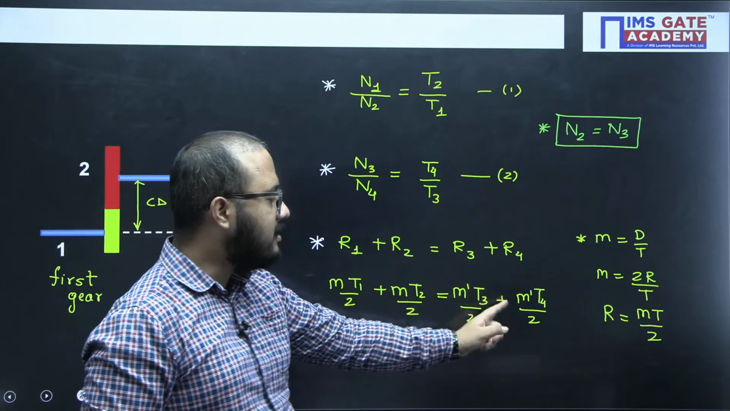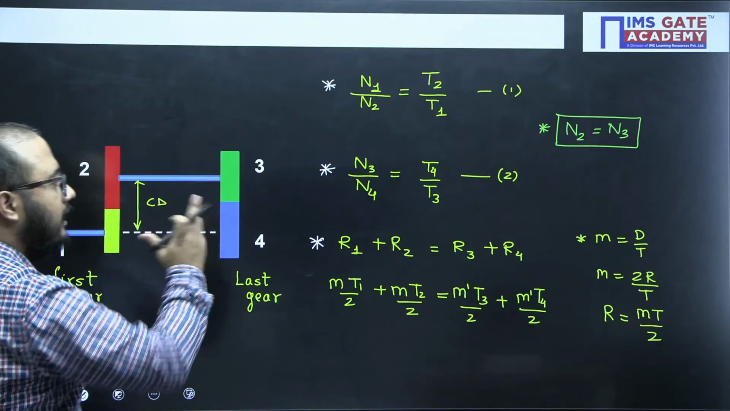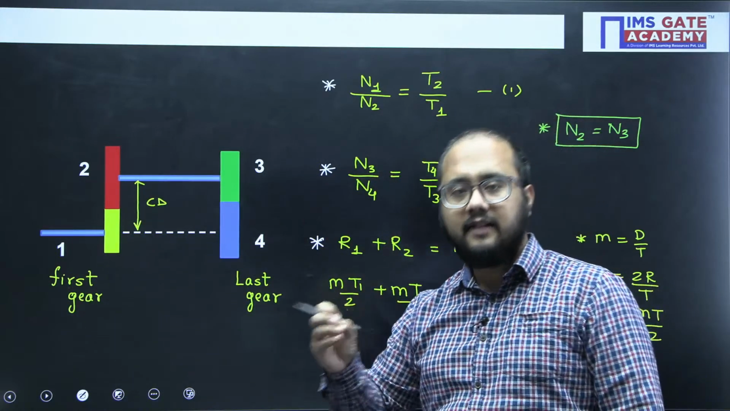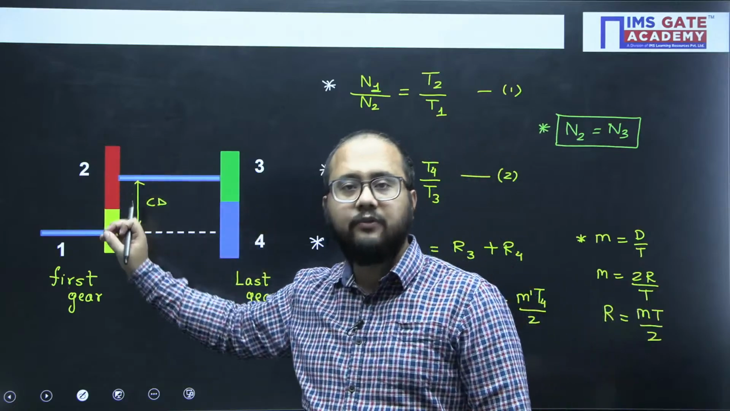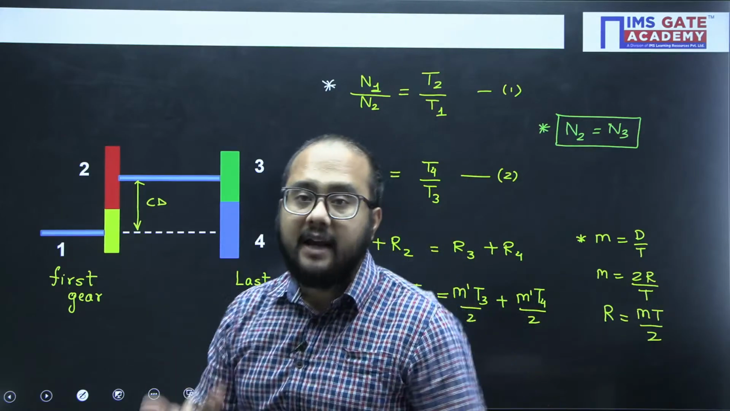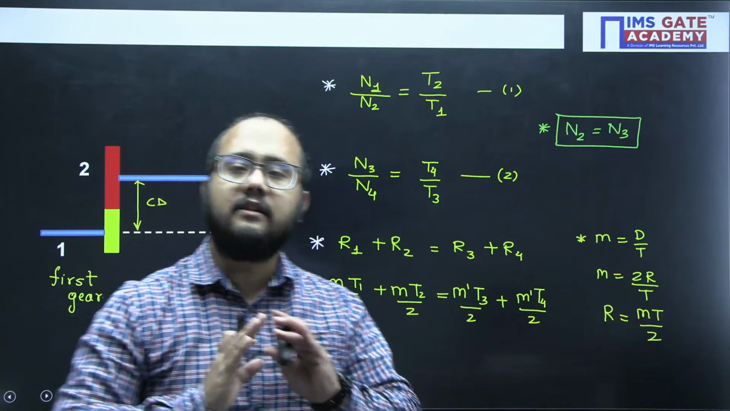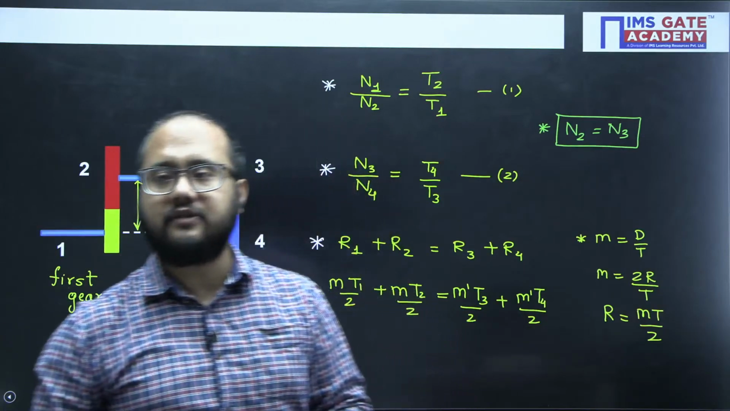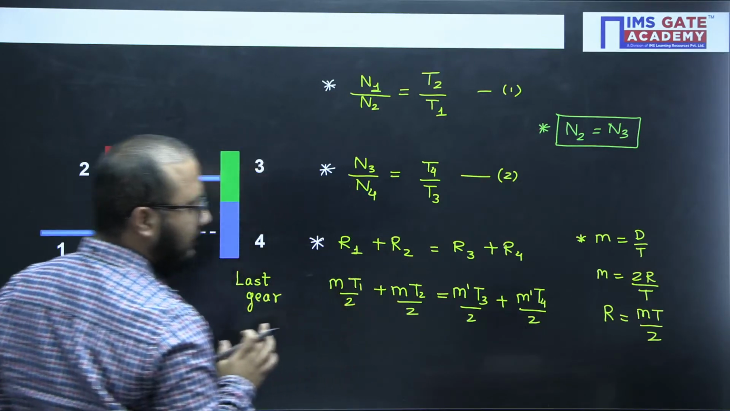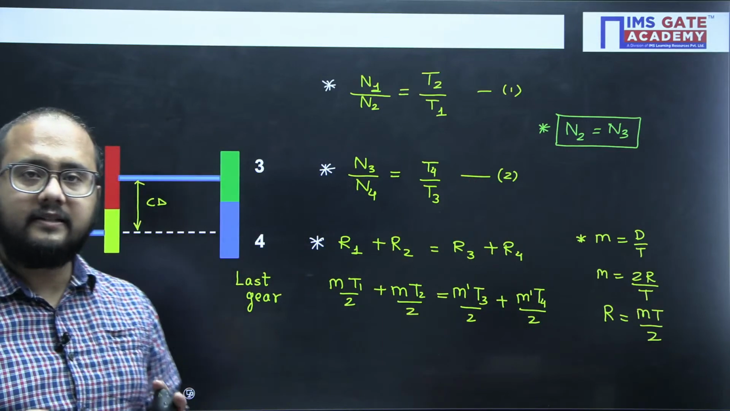Why have I written M dash? It is not necessary that whatever module gears 1 and 2 have, the same module gears 3 and 4 will have. That's why I have written M dash, just to have a distinction between the module of these gears and the module of these gears. Maybe all the gears will have the same module. That is also a possibility. But it is not necessary that always all gears will have the same module. But the module of 1 and 2 will be the same. That's why I have written M. For 3 and 4, I have written M dash. Is it clear? I hope.